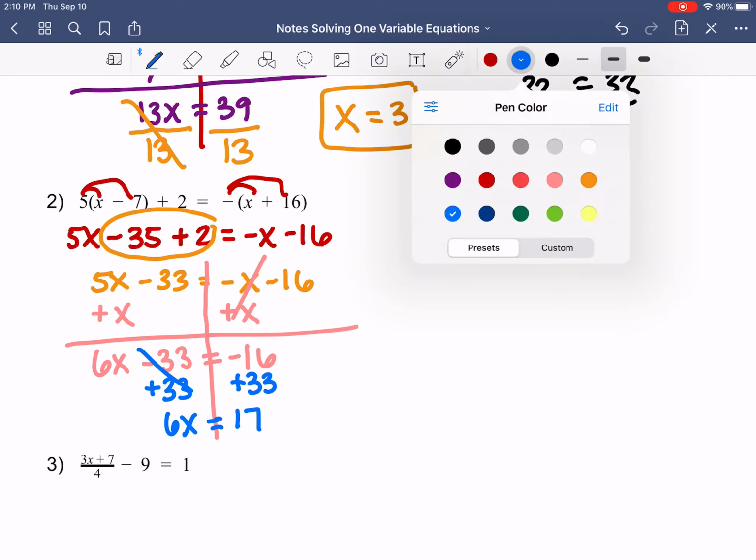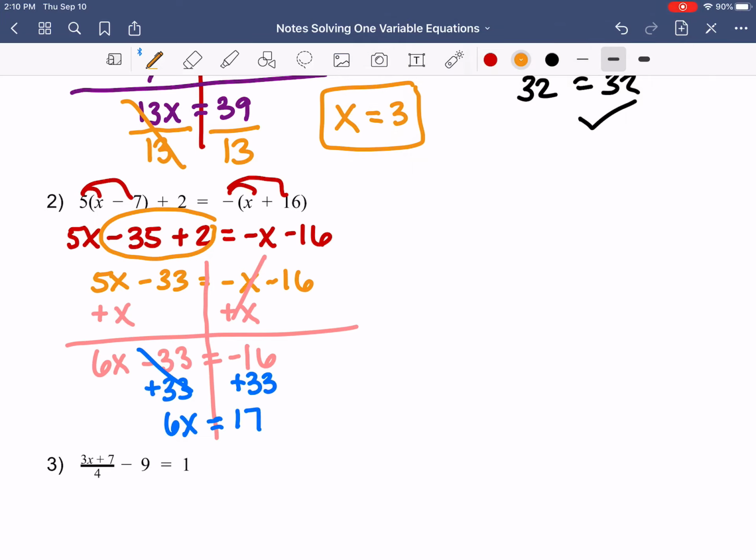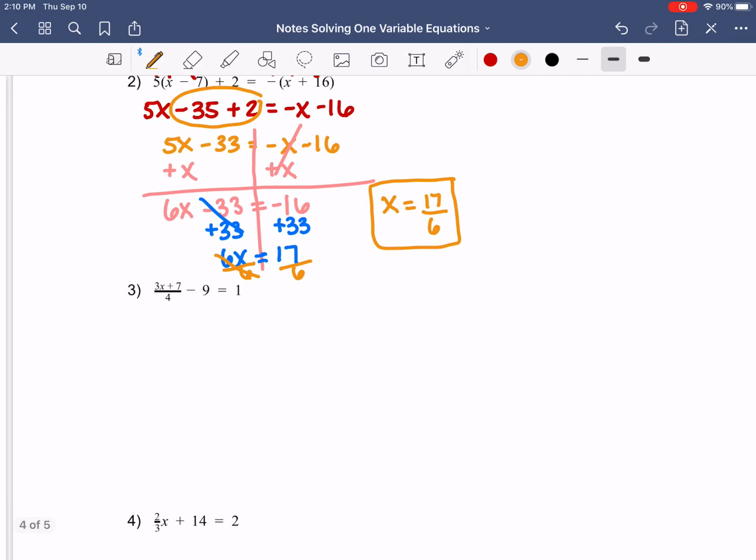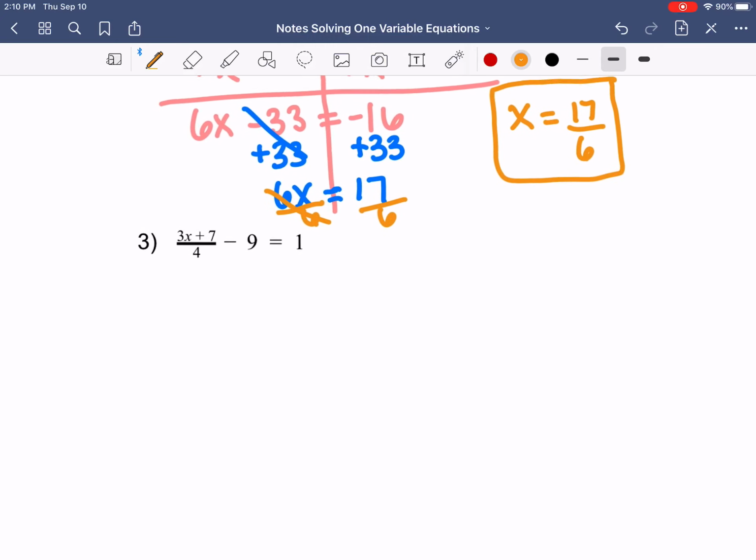And then I just have to get rid of the last thing, my coefficient. So to do that, I divide both sides by 6. Kind of ran out of room. I get x equals, can 17 be divided by 6? Not evenly, so we're just going to leave it. It can't even be simplified, so I'm just going to leave that as my final answer. Okay. All right, let's move on to number 3.